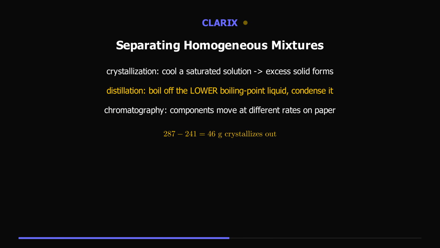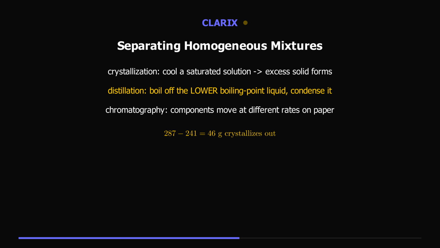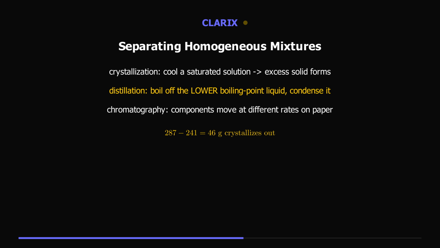You heat the mixture until the lower boiling liquid vaporizes first, then cool and condense that vapor back into pure liquid. Distillation works well when boiling points differ by at least 25 degrees Celsius. Acetone at 56 degrees versus water at 100 degrees is a good example. When boiling points are closer together, like in petroleum refining, fractional distillation handles the smaller differences instead.